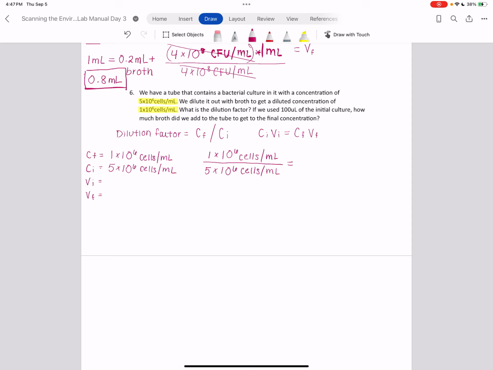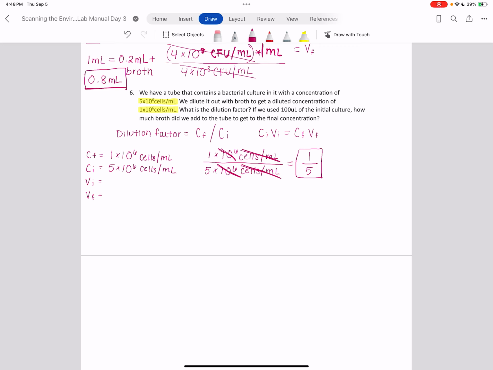We notice that, first of all, the units can cancel out. And actually, this times 10 to the 6th can also cancel out because it's present on both the top and bottom. So what this leaves us with is 1/5. And so that means that in order to go from our initial culture tube to our final culture tube, we performed a 1:5 dilution, or a 1/5 dilution.